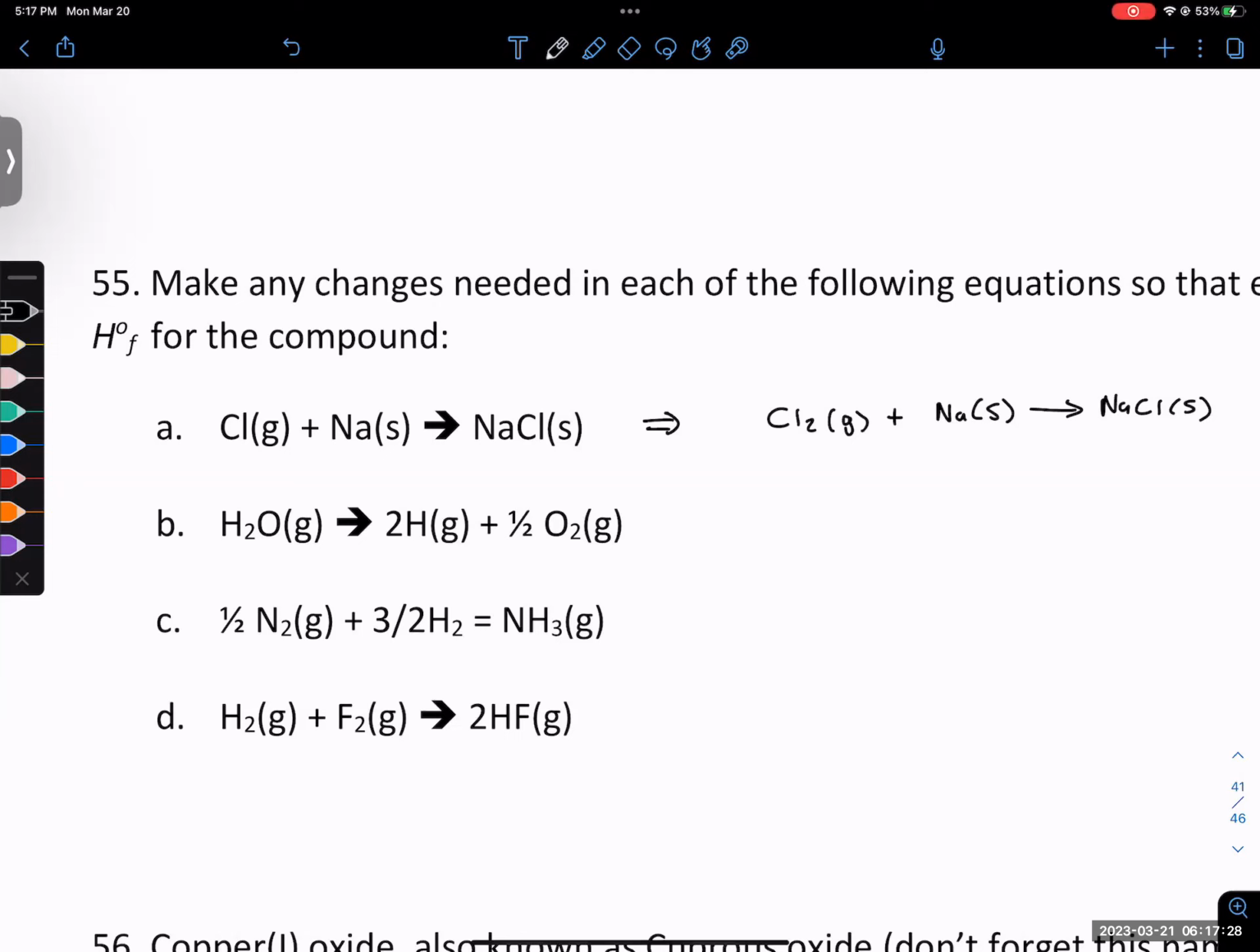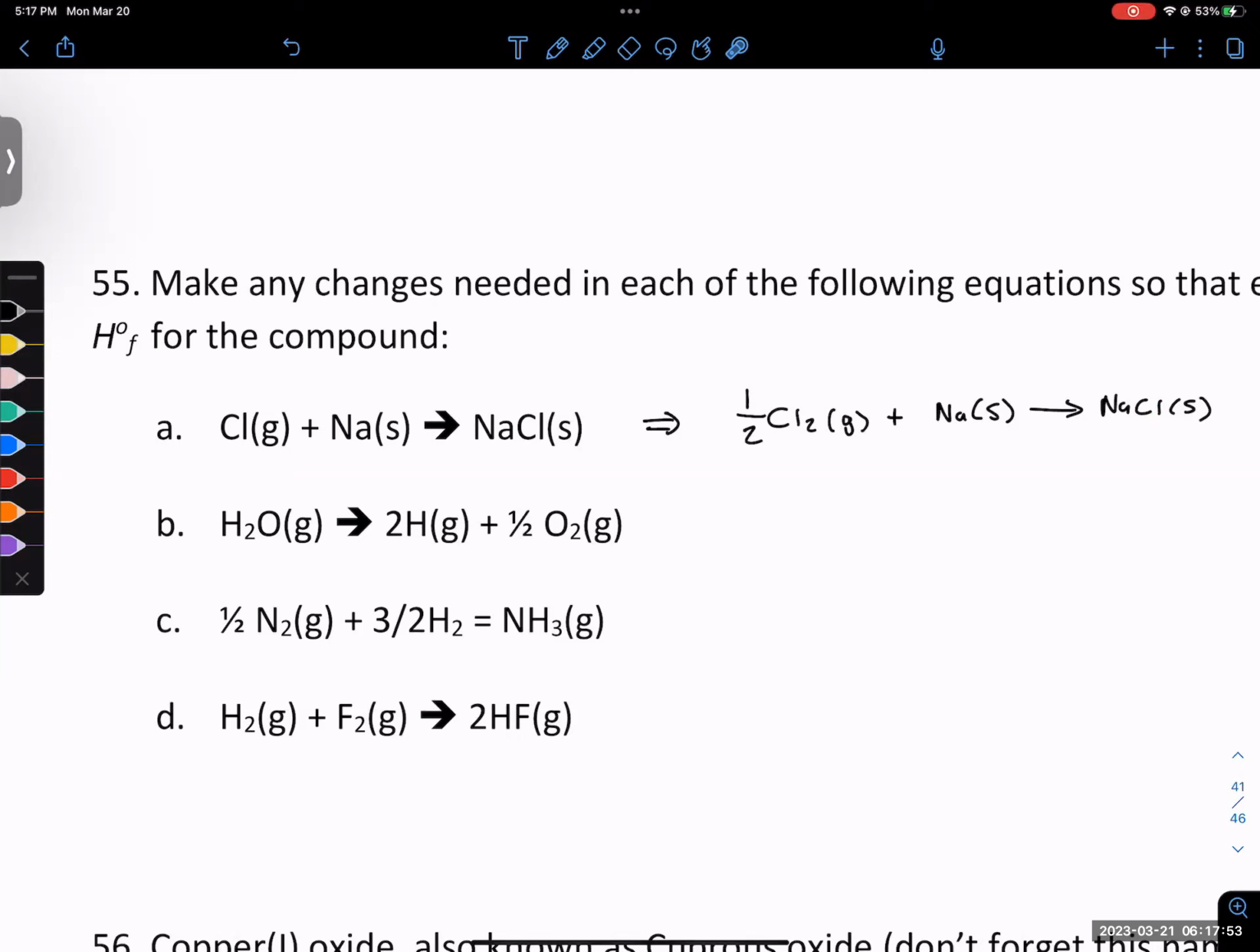Does it not matter that there's not two chlorine on the other side? Oh, yeah, you're right. So what we have to do is balance it. You would do 1/2 there as the coefficient, it's like cutting it in half. You have 1 chlorine on this side, 1 chlorine on this side. So that's how you would balance that one.